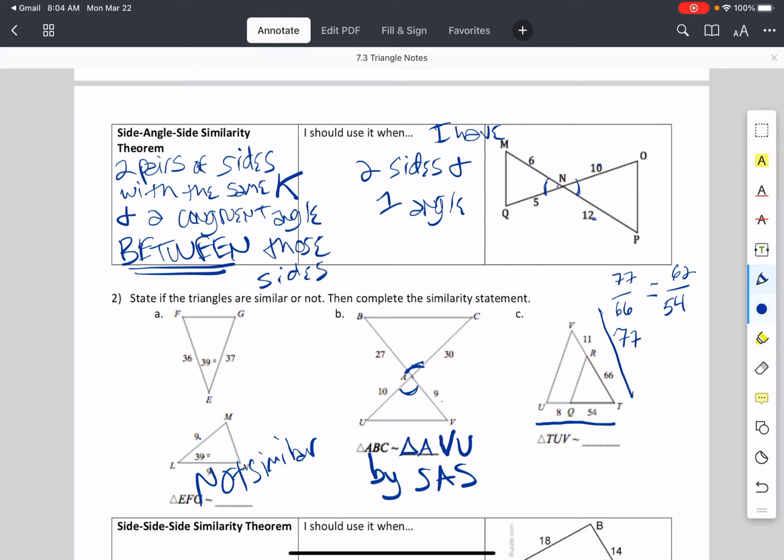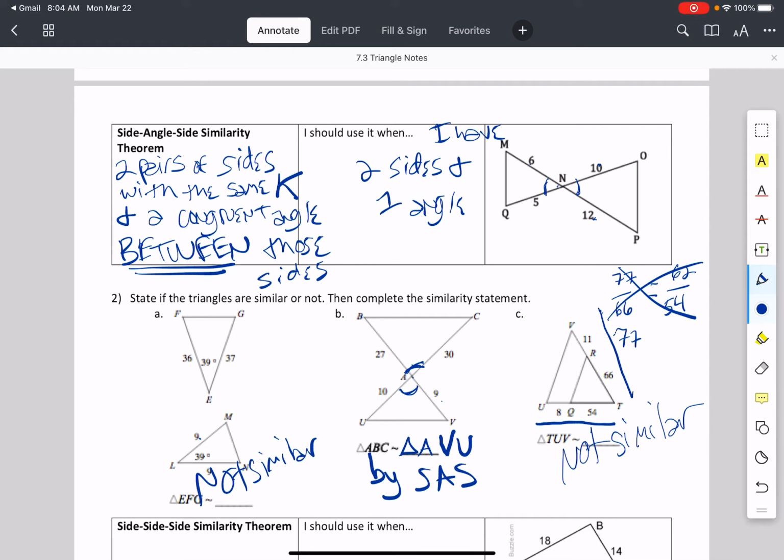And then what about 62 over 54? Is that the same thing? No. So, not similar. Is there a way to see if it's just not similar right off the bat, just eyeball it? Unless you know your fractions really well.